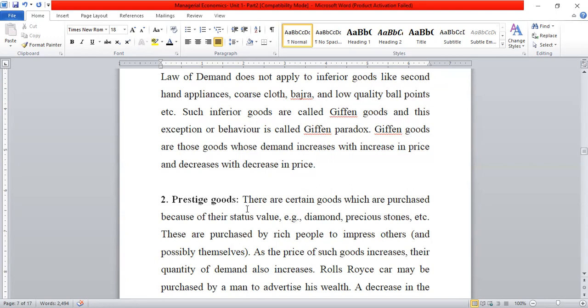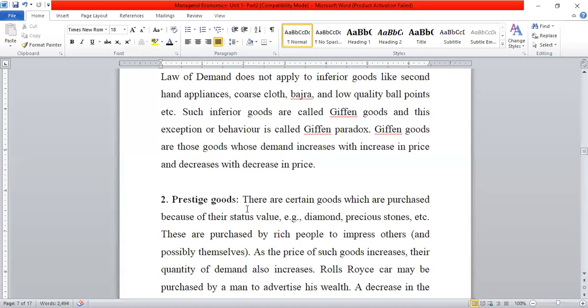For example, precious stones, diamonds, highly costly cars, luxurious hotels. When people consume these types of items, when the price is higher, rich people buy this item to express their prestige value, to express their wealth position. So as the price of such goods increases, the quantity demanded also increases.